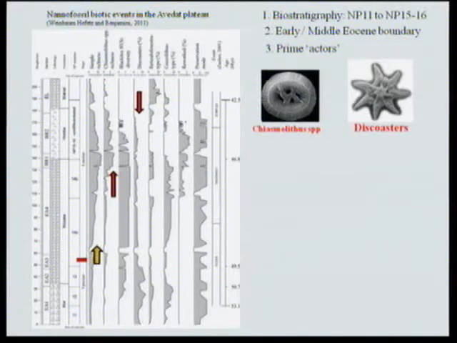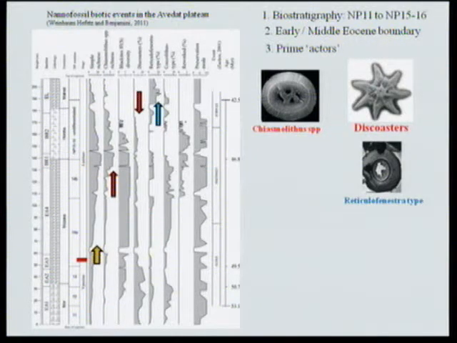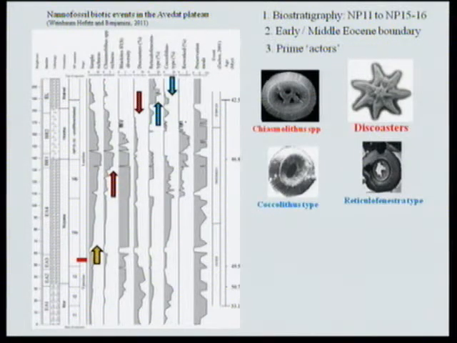One more actor is the discoasters. The discoasters are called so because they look like stars. And now they behave differently. They just decline when Chiasmolithus is at its best. One more thing is Reticulofenestra. The Reticulofenestra, you remember here, the central area is reticulated. And they show that they are flourishing at the end of the section. And Coccolithus, the producers of carbonate, are behaving just the opposite.